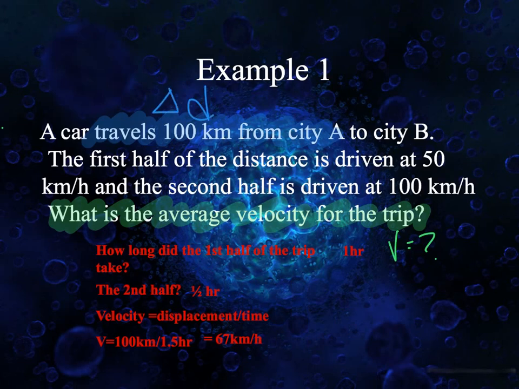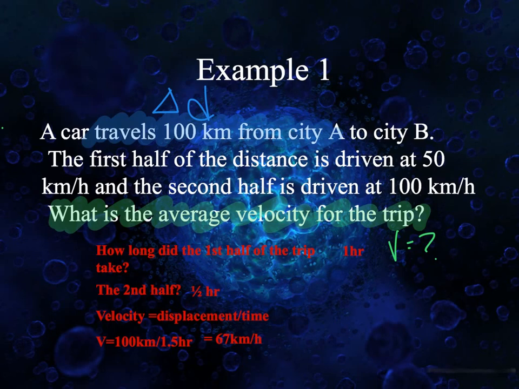Now it tells us that the first half of the distance is driven at 50 kilometers per hour, and the second half is driven at 100 kilometers per hour. If we take that into account, the first half of the trip took 1 hour, because she was traveling 50 kilometers at 50 kilometers per hour. The second half of the trip took half an hour because she was speeding up. She doubled her velocity, going 100 kilometers per hour, so she covered the second half in half the time.